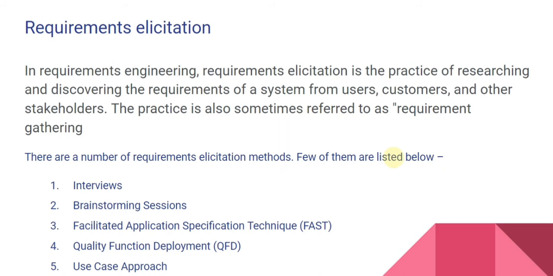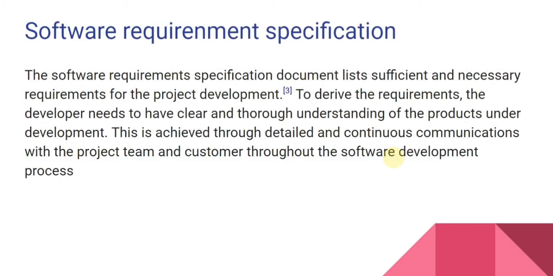Software requirement specification, referred to as SRS. The software requirement specification document lists sufficient, necessary requirements for the project development. To derive the requirements, the developer needs to have a clear and thorough understanding of the product under development. This is achieved through detailed and continuous communication with the project team and customer throughout the software development process.